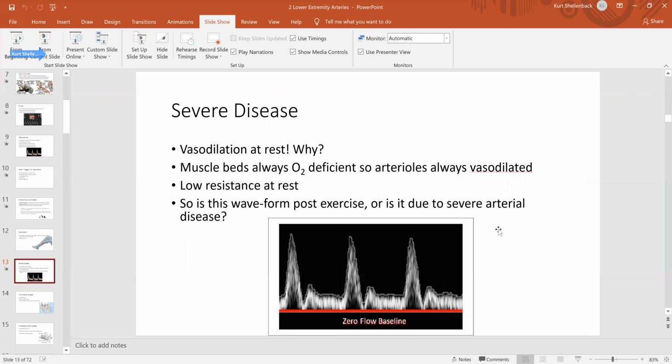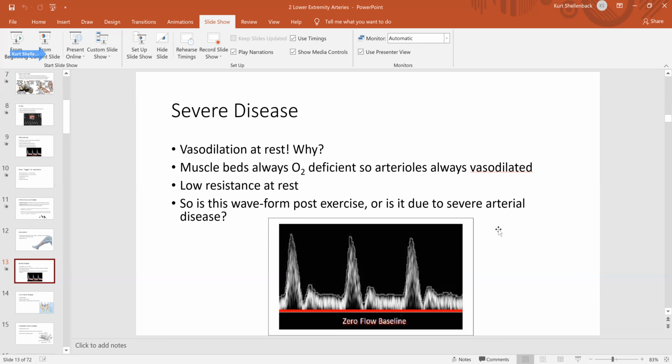Severe disease, vasodilation at rest. I use the same picture here, but it's the same idea. With severe disease, the muscle beds are always O2 deficient. And so the muscles themselves are always giving signals back to the arterioles, hey, we need more blood, we need more blood, we need more blood. So those arterioles are always vasodilated, even when you're laying down, even when you're resting.